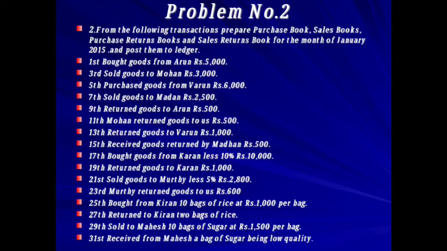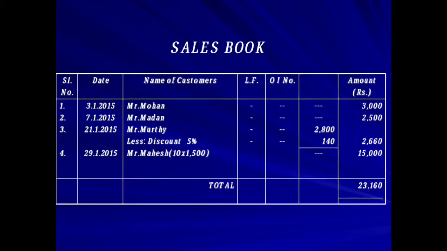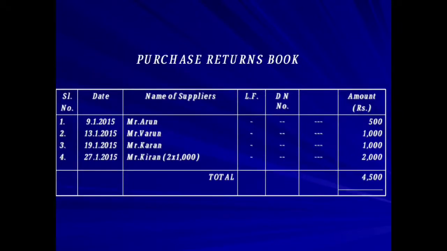11th over now. 13th. Returned goods to Varun rupees 1,000. We have returned the goods to Varun. Previously we have purchased from him. See on 5th. Right. So purchase returns it is 1,000. So we have to record it in a purchase return book. Second entry on 13/1/2015. Mr. Varun, to whom we have returned the goods of rupees 1,000 here.